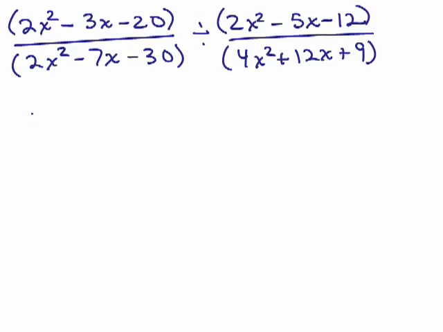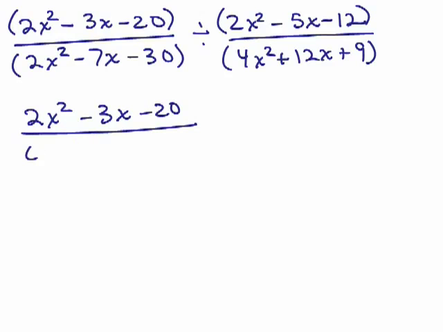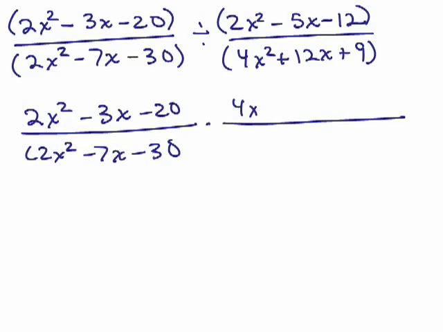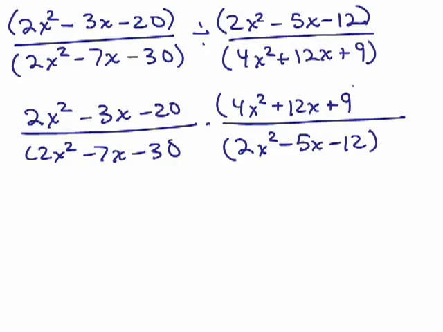So first, I'm going to write 2x squared minus 3x minus 20 over 2x squared minus 7x minus 30 times the reciprocal, 4x squared plus 12x plus 9 over 2x squared minus 5x minus 12. Alright, so step 1, multiply by the reciprocal. I think I already had. There we go. Next step is to factor all of these.